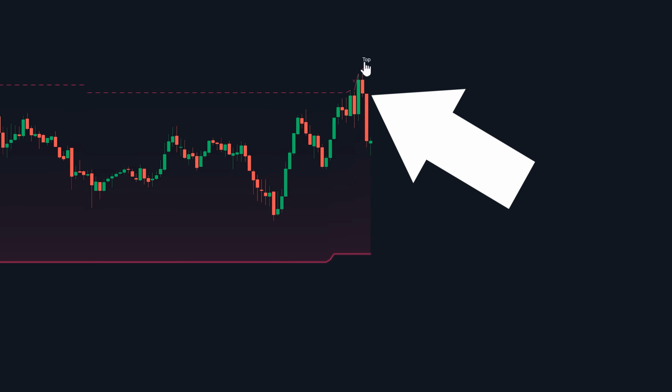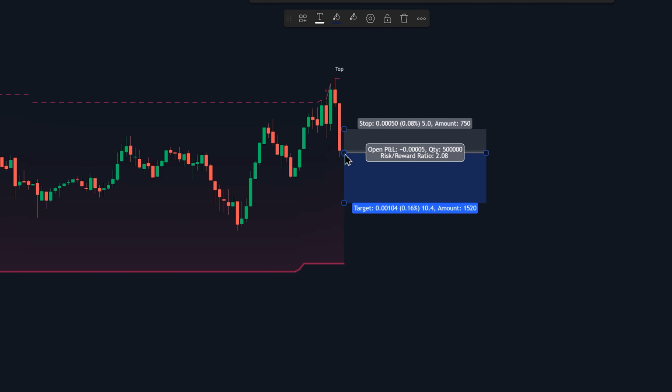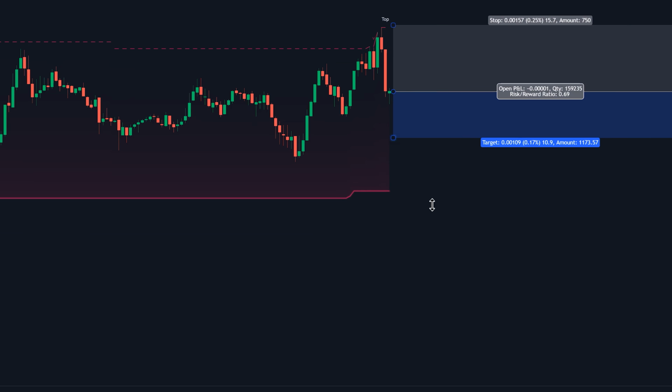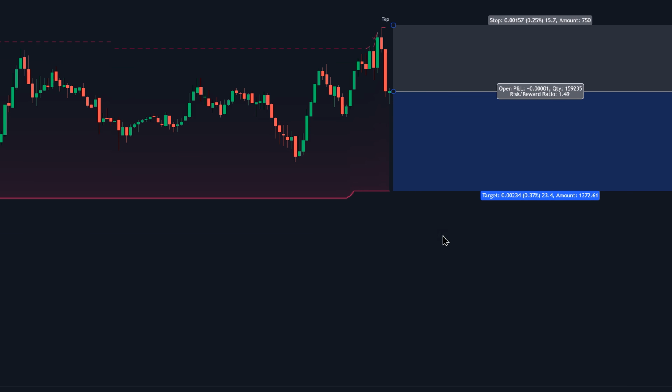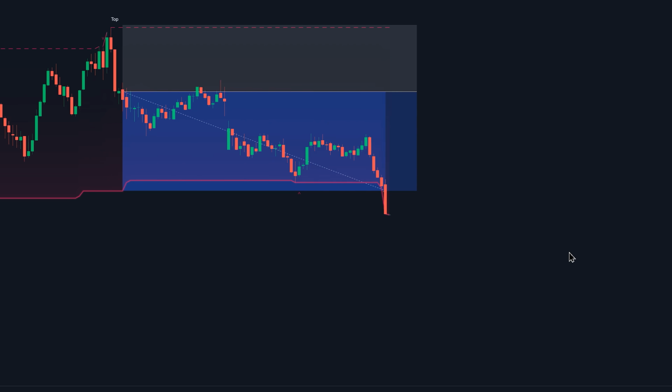Now, here was a market top, which means we're supposed to open a short position. Stop loss above the upper channel. Take profit at 1.5 times the risk. Let the trade run. And as you can see, the trade was profitable.